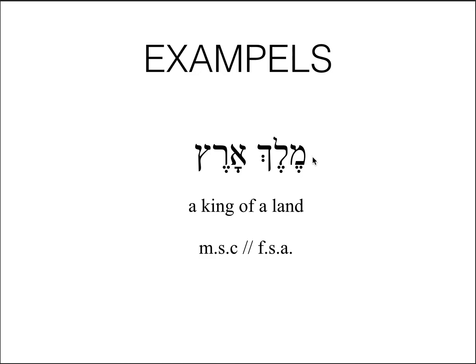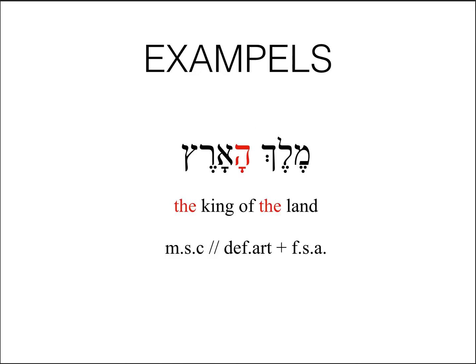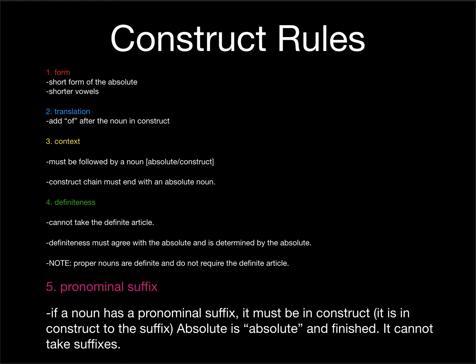So this is a king of a land. Again, if you put the article there in front of the absolute, though the construct does not have the article, and it can never take the article, in English it needs to be there because it's understood in Hebrew.